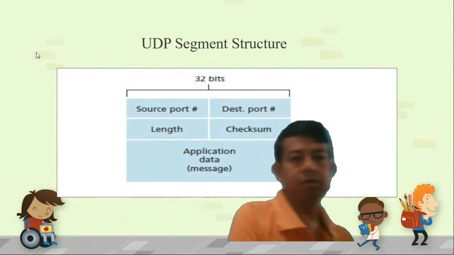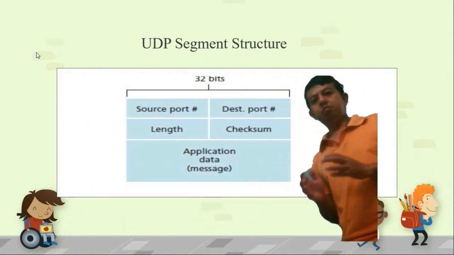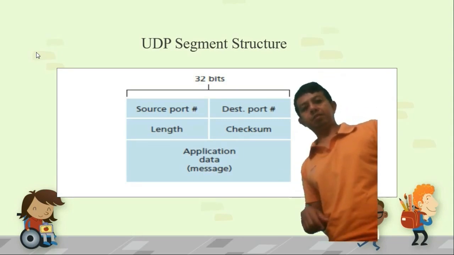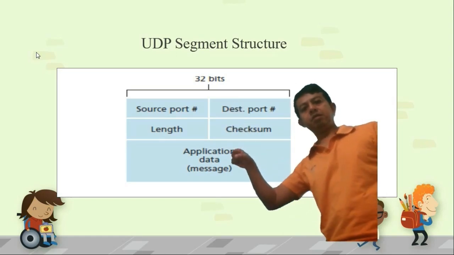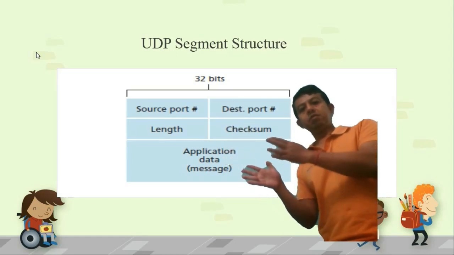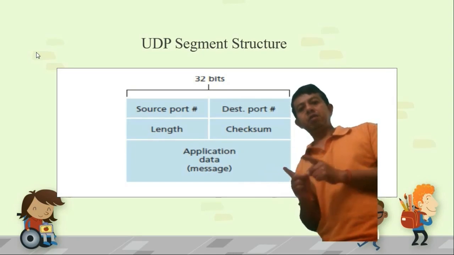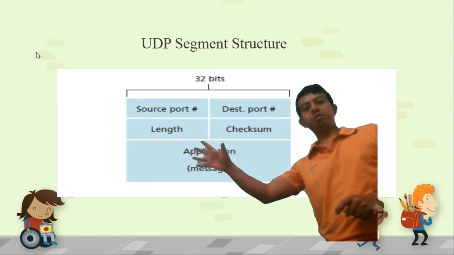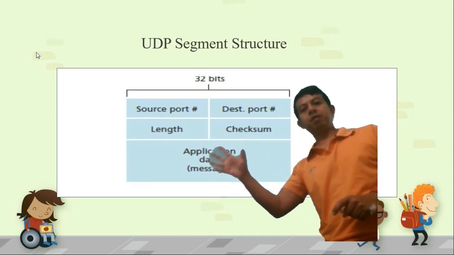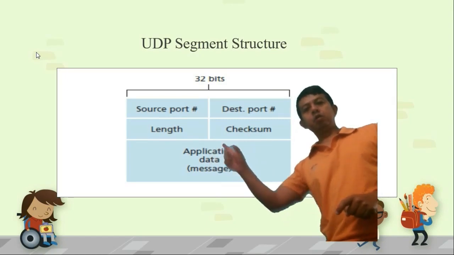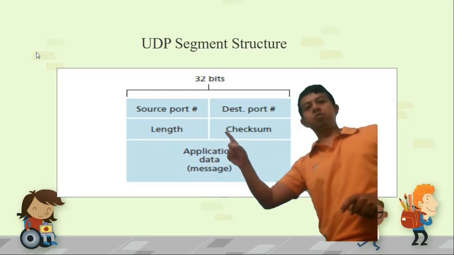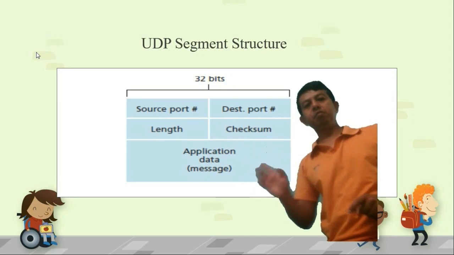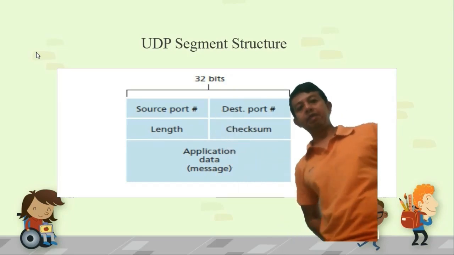Now, finally, we look at the most important part, the UDP segment structure. How does a UDP segment or a UDP packet look like? Data comes from the application layer. UDP divides it into a smaller number of packets. Each of these UDP packets looks like this. So this is the UDP segment structure, the UDP packet structure. Every UDP packet would have these four: source port number, destination port number, length, and checksum. These four fields would be there in every UDP packet. These four fields are the header fields of UDP.